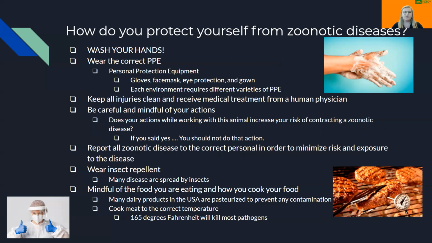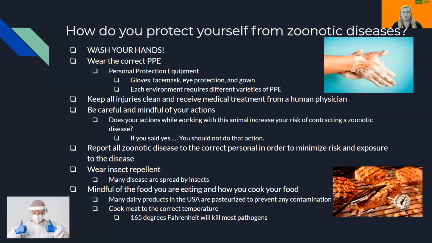Keep all injuries clean and receive medical treatment from a human physician. You may get bitten or scratched. That's normal. That happens when we work with animals. It's just part of life. So we want to make sure we clean out that area with soap and water. Make sure you get some type of disinfectant, rubbing alcohol, iodine.